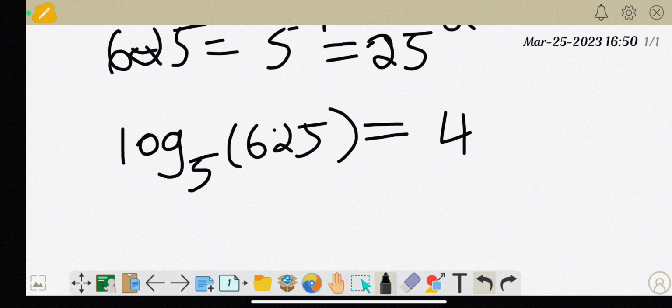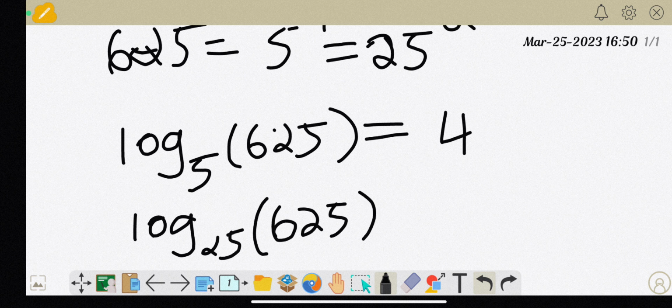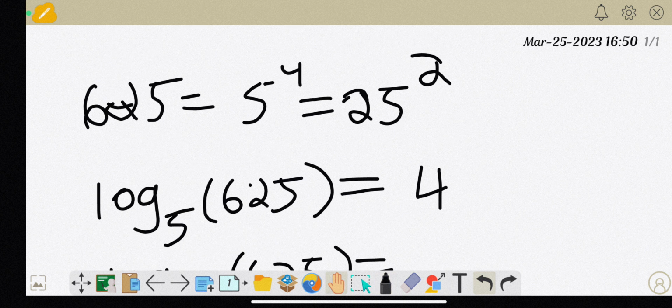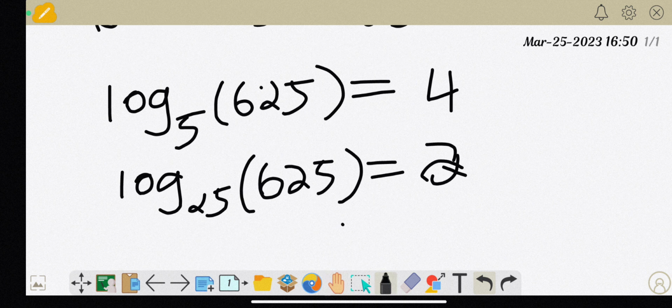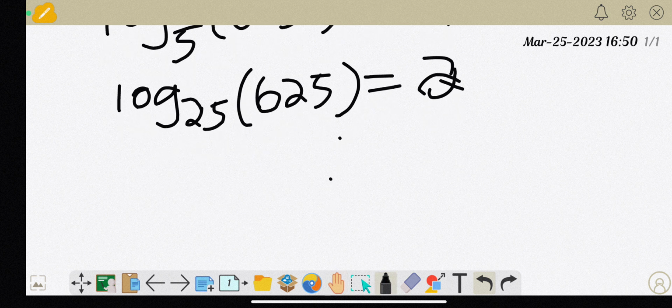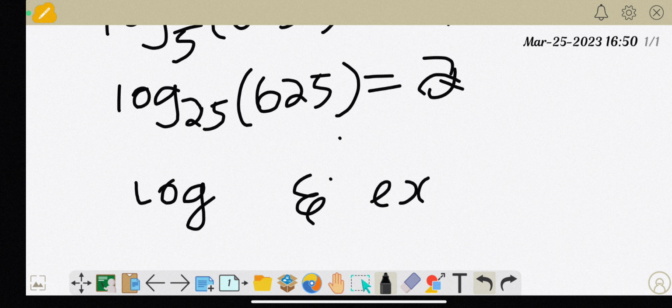For the same thing, if I write log base 25 of 625, what is the answer I'm going to get? It is equal to 2. Correct. So writing the log is not important. At what base you are doing, that is important. So there is a trick actually. There is a relation between logarithmic and exponential function.